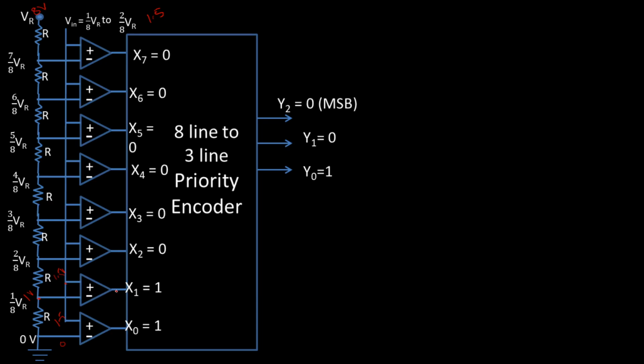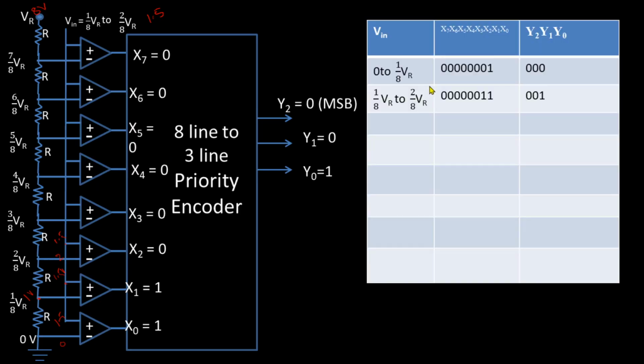So that output is plus V sat or logic 1, and it is 1.5, and we are assuming it is 2 volts. Then this voltage at the positive terminal is less than the voltage at the negative terminal. So that output is minus V sat or logic 0. Similarly, for these remaining op amps also, outputs are logic 0.